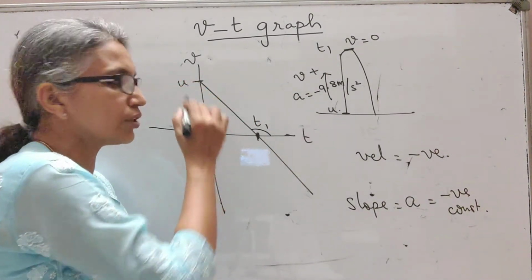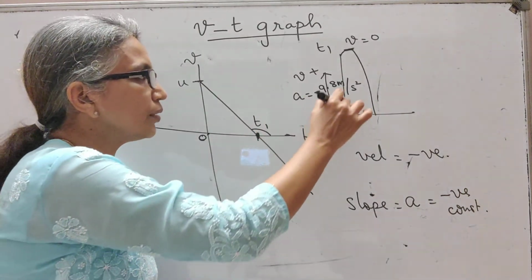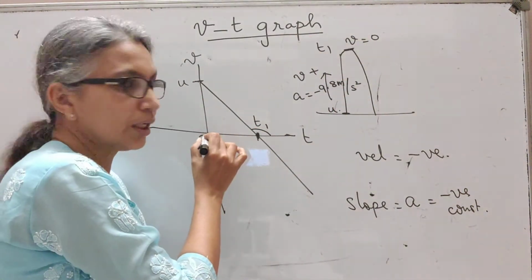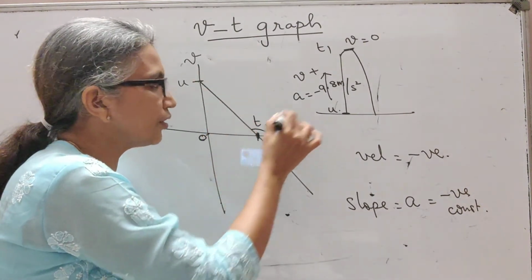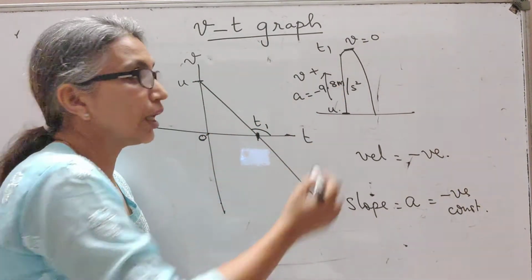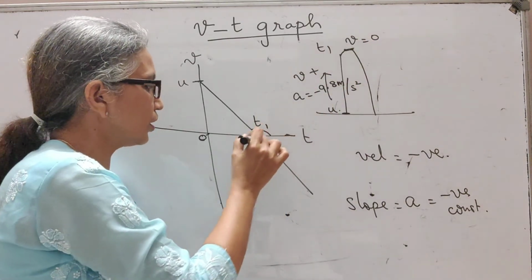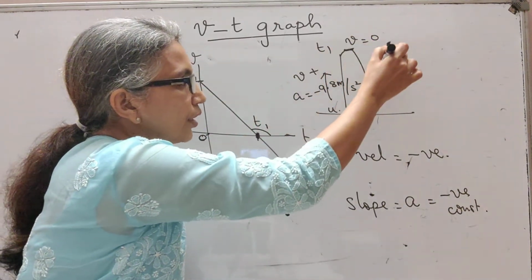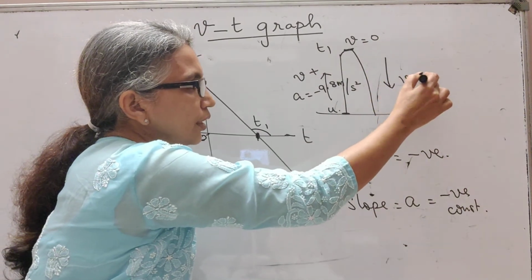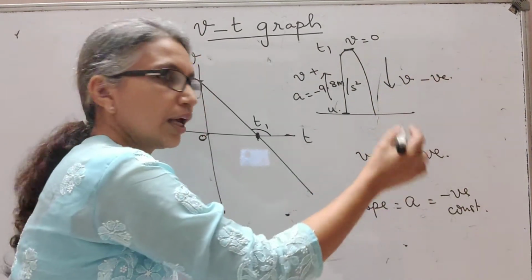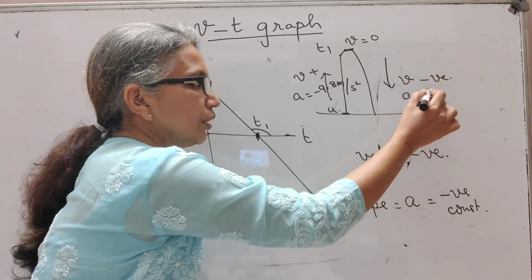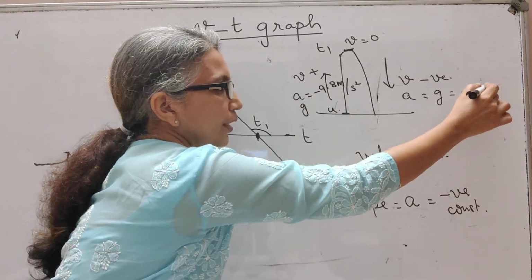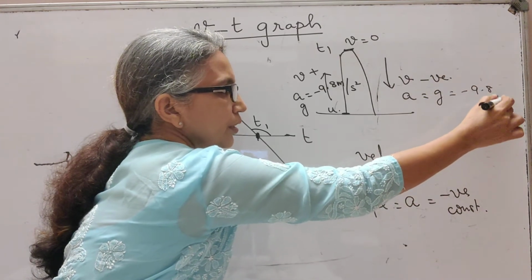So you see that this portion of the graph shows you a body that started with some initial velocity u, and as it moves up, its velocity reduces to 0. Its acceleration is negative and constant. At time t1, its velocity has touched 0. Then after that, it's moving down now. So its velocity is negative. Acceleration is still g, which is minus 9.8 meter per second square.